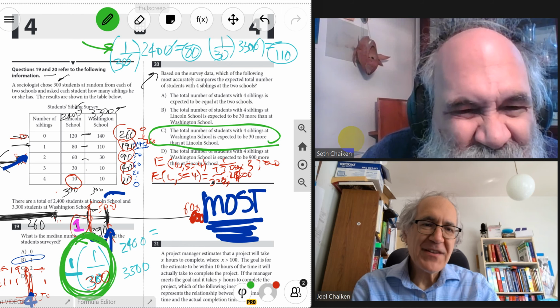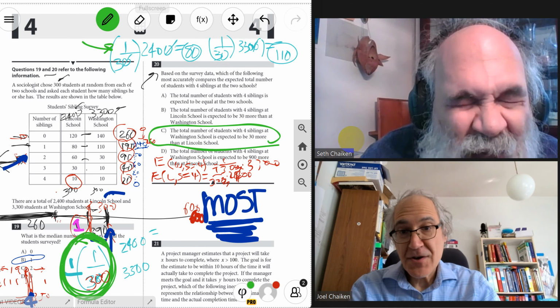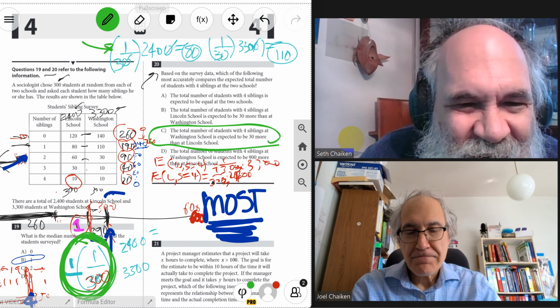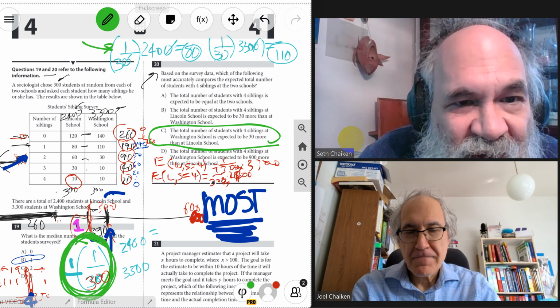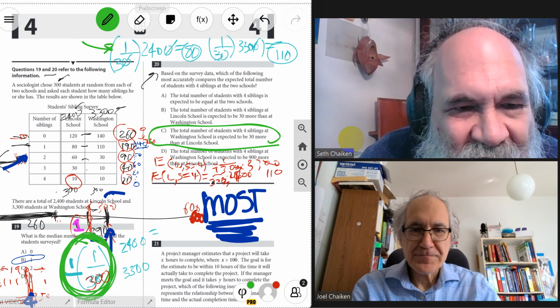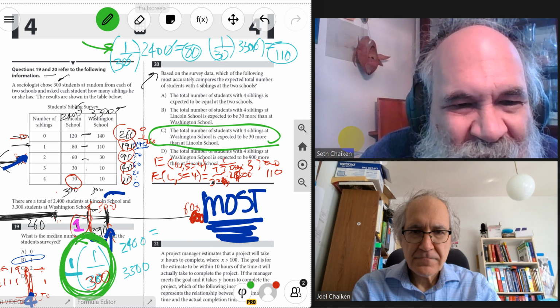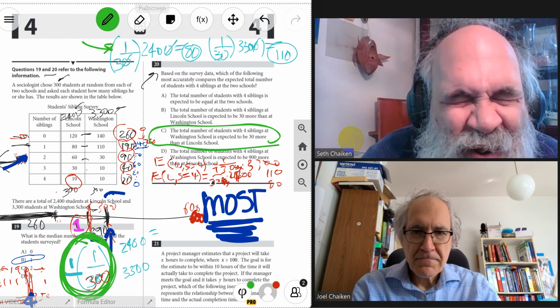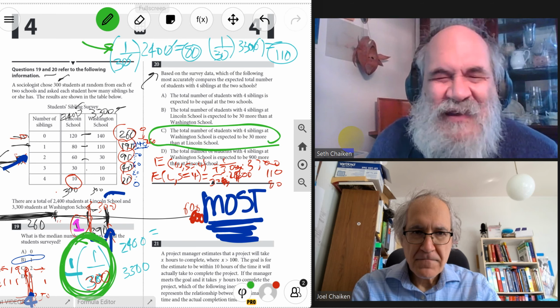1/30th now, of 3,300. Everyone has a calculator, and you can use a calculator. But 1/30th of 3,300 is 1/3 of 330, which is 110. And 1/30th of 2,400 is 1/3 of 240, which is 80. And the difference is 30, with Washington having more. And so we get to choice C.